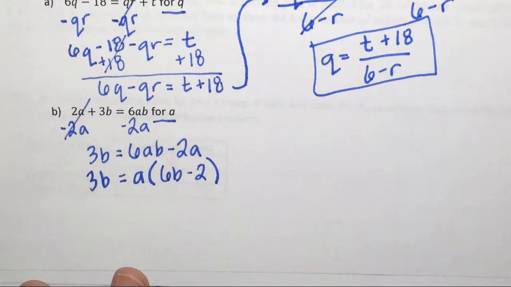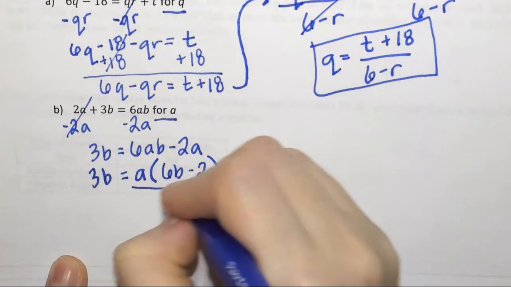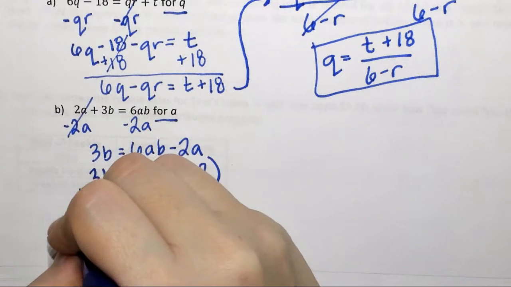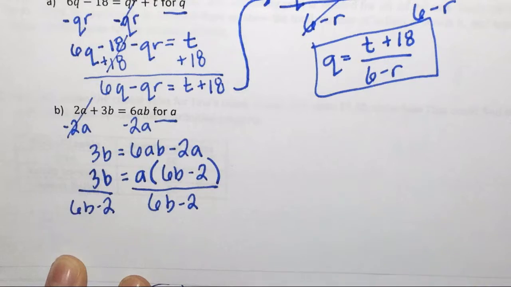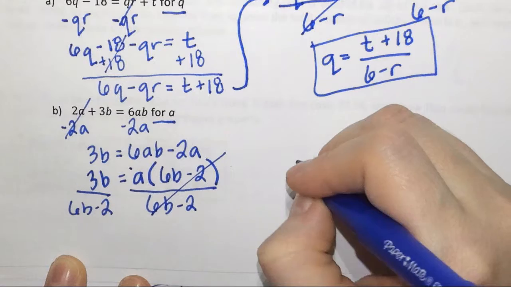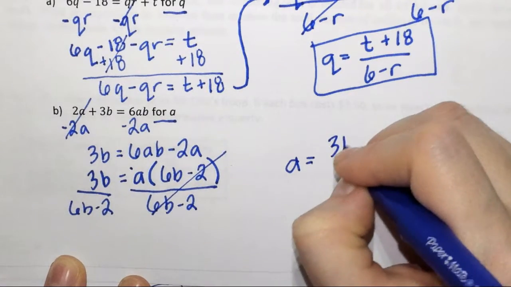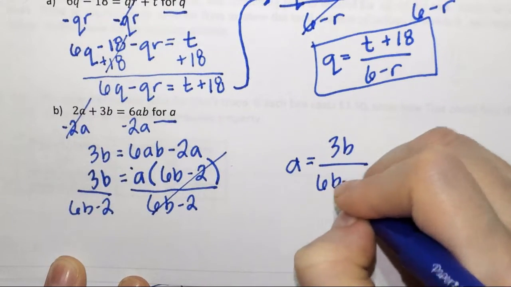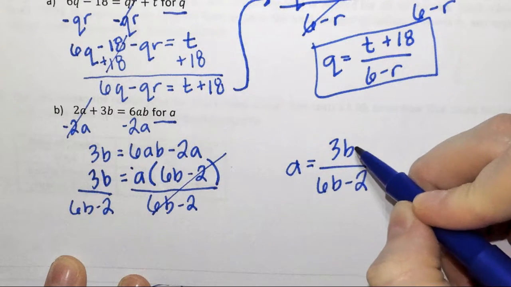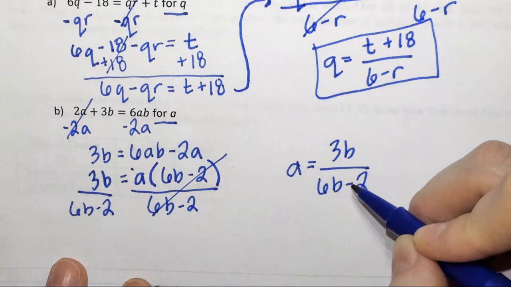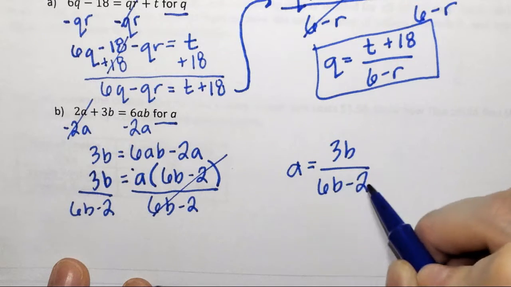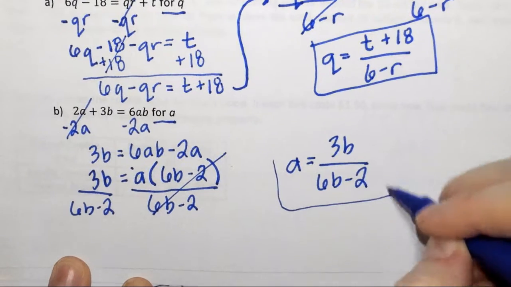And now what do I do? Yeah. So, this side, these cancel. And I have A is equal to 3B over 6B minus 2. And a lot of people want to try to simplify this because there's a B on top and B on bottom. You can't. The only way you could simplify is if all 3 of these terms had the same variable. Which we'll do one day, but not today.